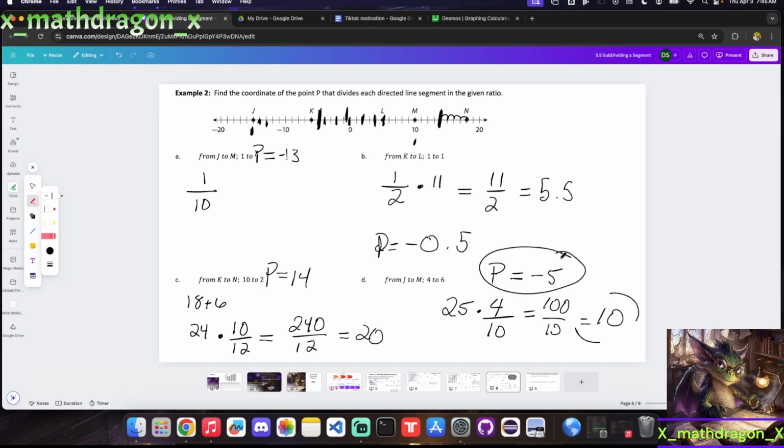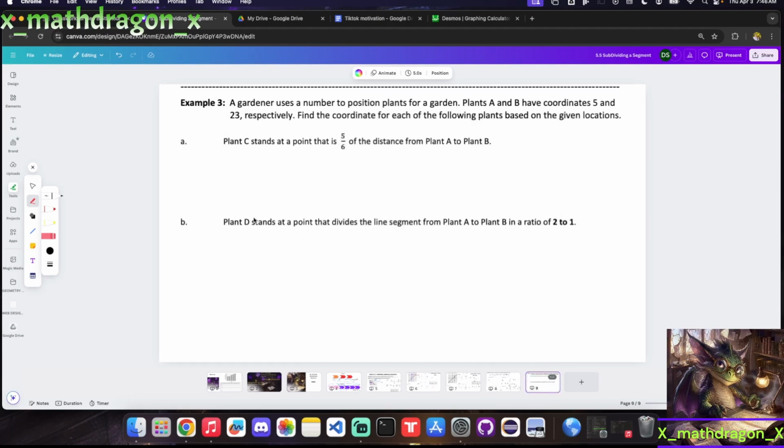A lot of jumping around, a lot of different situations going on. Just remember, you're going to take your ratio and times it by the distance between the 2 points. And if you do that every time, you will get what you need. So how do we do this with story problems?